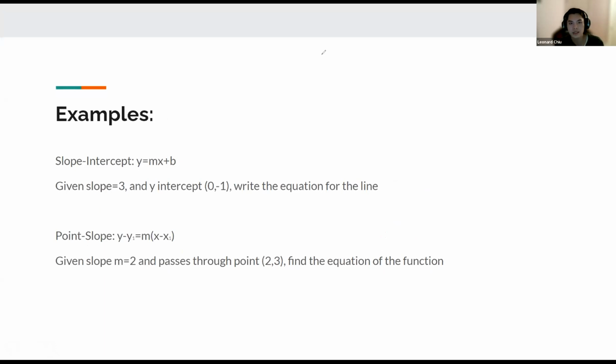All right, I want you to do a little bit more writing right here. We're going to give you criteria such as the first example, and you're going to write out the equation. For the first one, given the slope is 3 and the y-intercept is 0, negative 1, write the equation in the form y equals mx plus b. Remember what m is and what b is. For this next one, I want you to write it in point-slope form. Given the slope is 2 and it passes through the point 2, 3, find the equation of the function. I'll give you 3 minutes to do that.